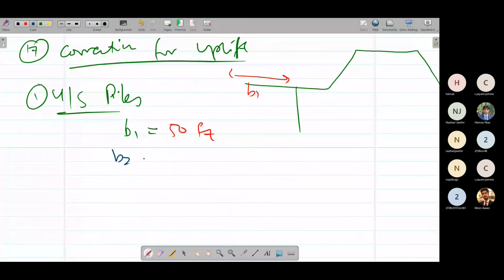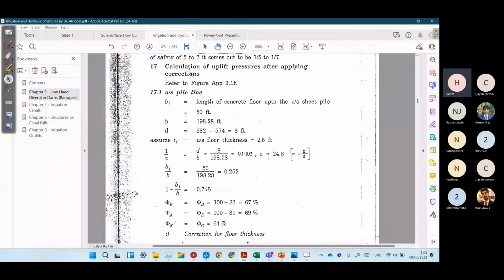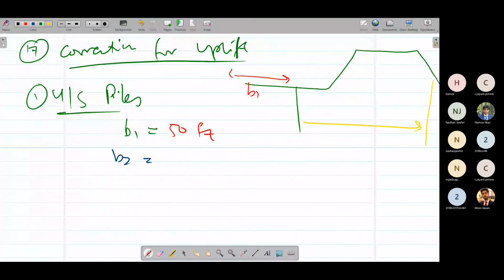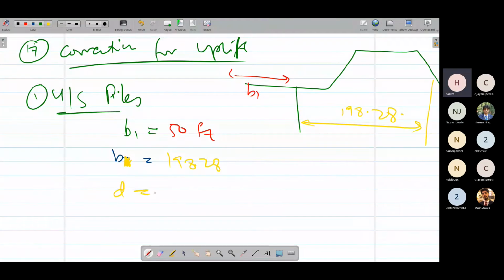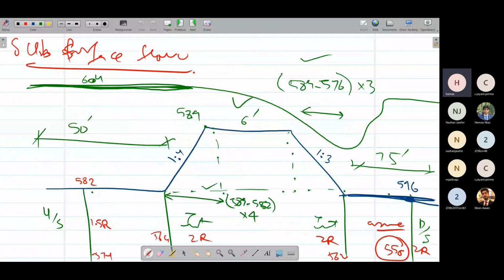B2 is the distance between the two piles. This is, for example, the second pile. So they have taken this as 198.28. The B2 is 198.28, or we can simply write it as B. B is 198.28. And D, for this upstream pile, the D value is 582.